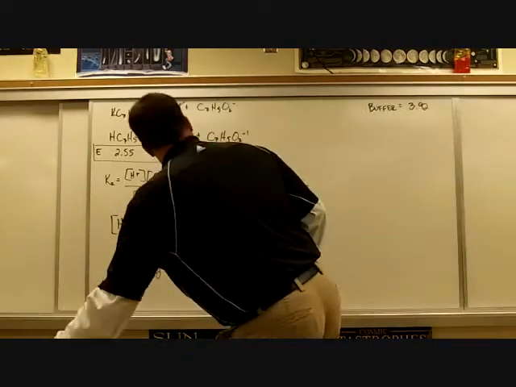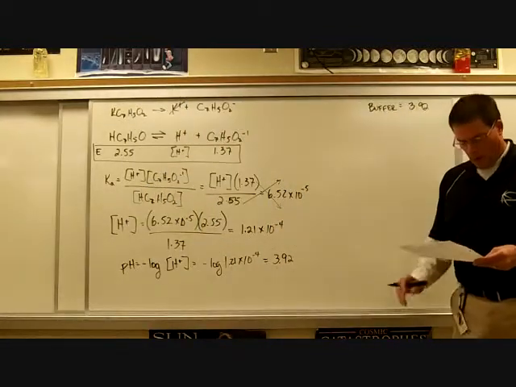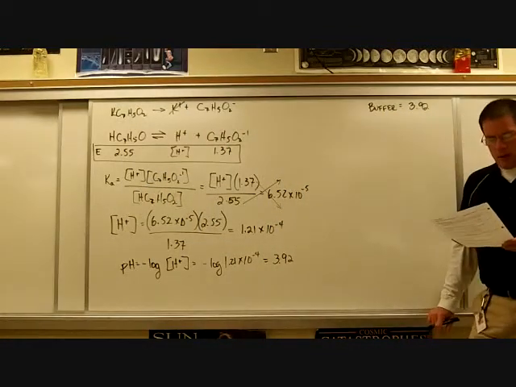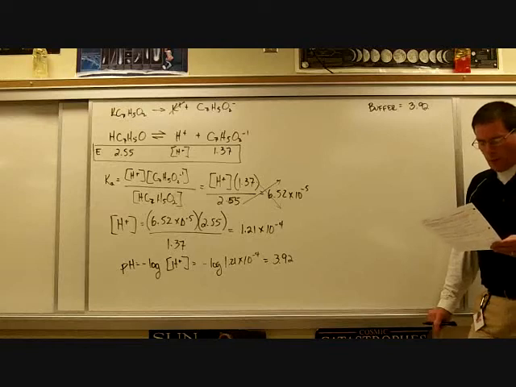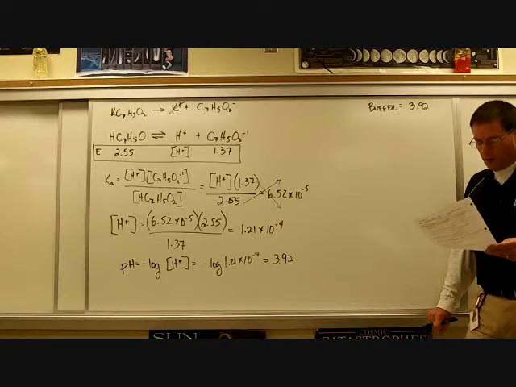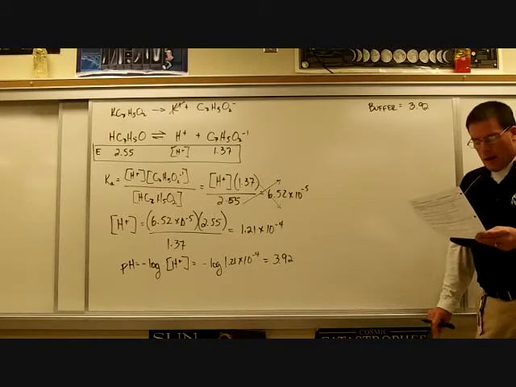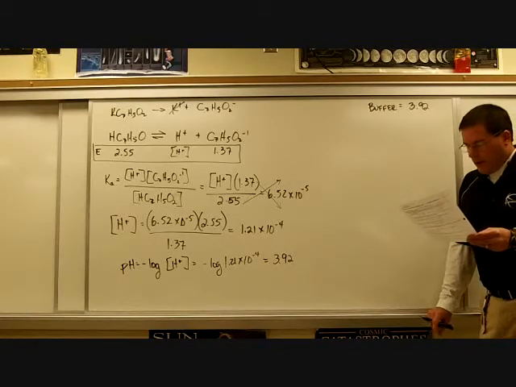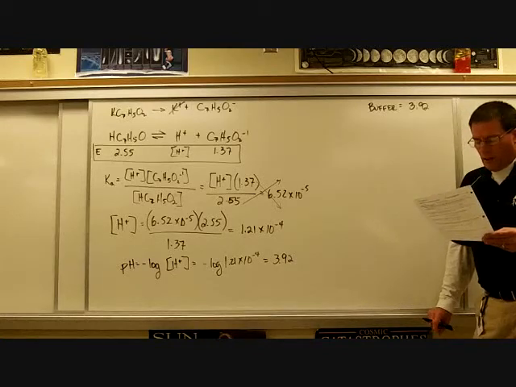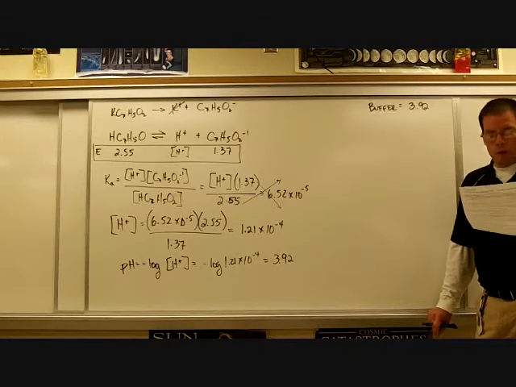Part B says, all right, now calculate the change in pH that occurs when 0.85 moles of solid sodium hydroxide is added to 1 liter of this buffered solution. And then it says, assume that the volume change is negligible here, and it'll always be that way.